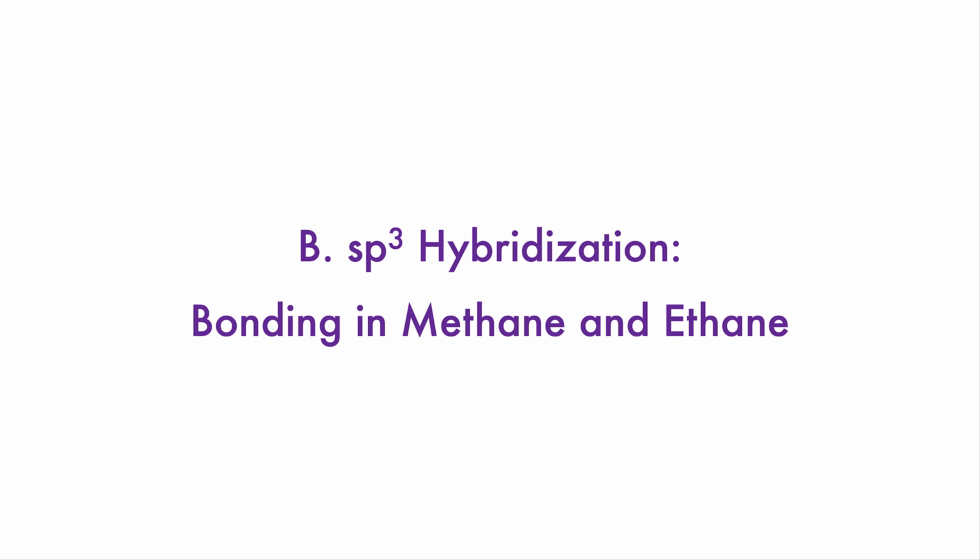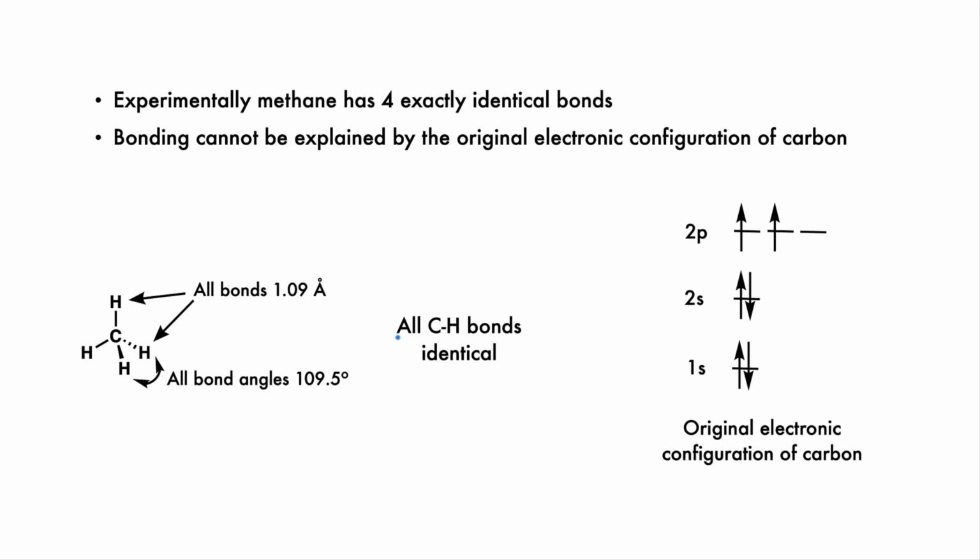Sadly, carbon does not have such simple bonding. To explain this, let's talk about sp3 hybridization and the bonding in methane and ethane. Experimentally, it is known that methane has 4 exactly identical bonds. All the bond lengths are exactly 1.09 angstroms, and all the bond angles are exactly 109.5 degrees.